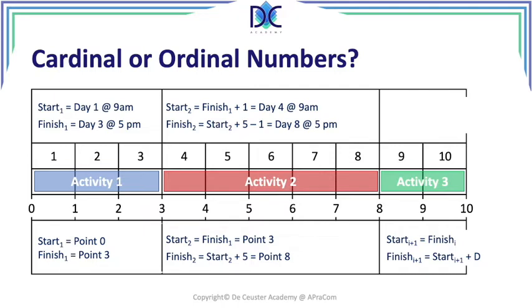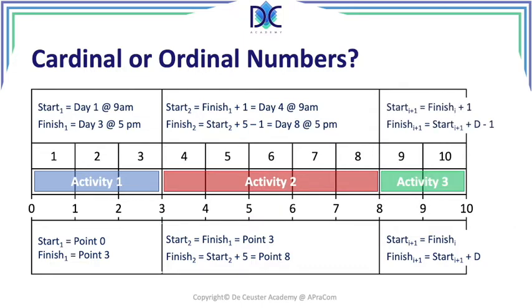And activity 2 will finish on day 8, which is basically 4 plus 5 minus 1, which is day 8 at 5 p.m. When we count the number of days between 8 and 4, it's 8 minus 4 plus 1 because there are 5 days. So when we do the counting like that, you have to be careful to count it properly. It's not rocket science, but it's a little bit strange when we're calculating with this, and some people prefer the calculation as it is done with the cardinal numbers, the events.